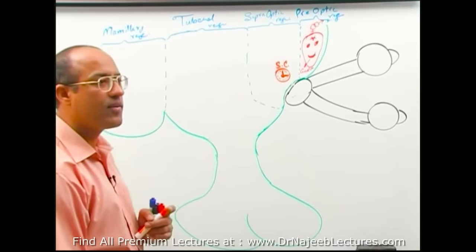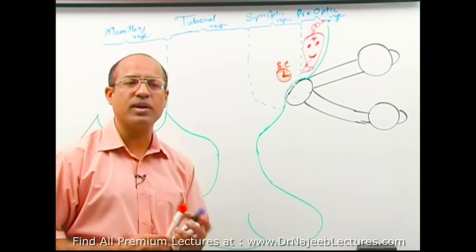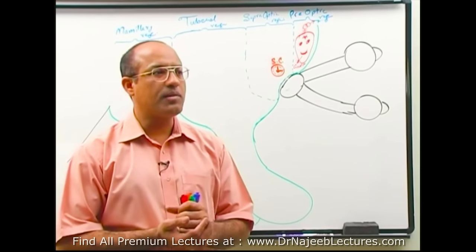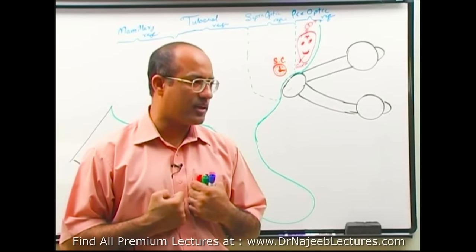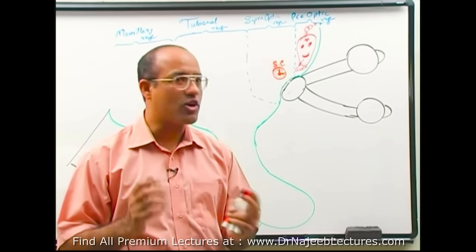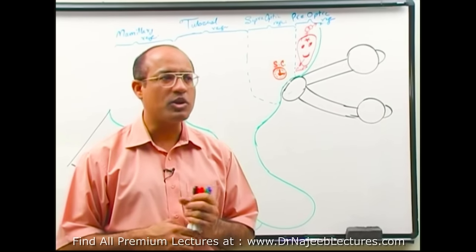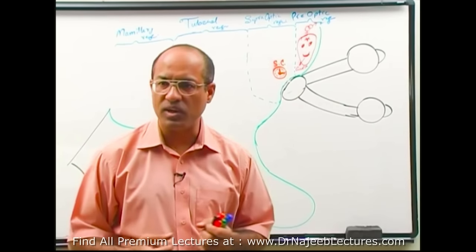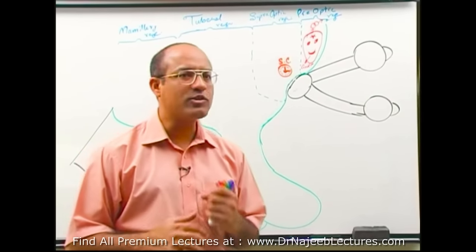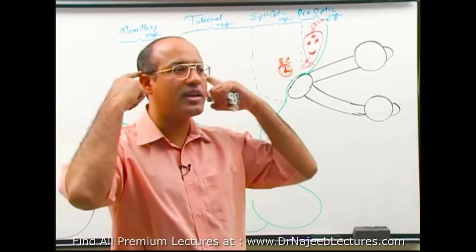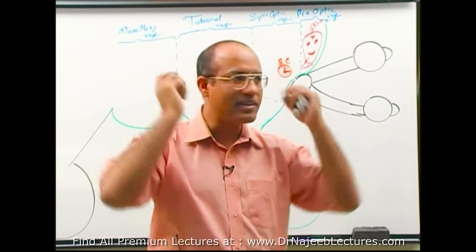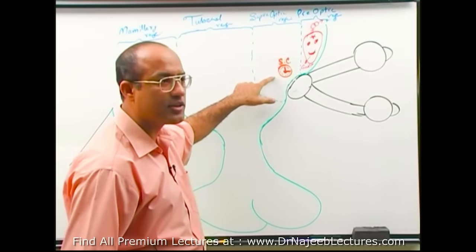Anyone? Okay, I will ask you something very simple. Have you seen that there are some rhythms in our body, biological rhythms, which follow day and night and the season? We call them circadian rhythms. Actually, do you know we have an internal biological clock? That is through this suprachiasmatic nucleus.